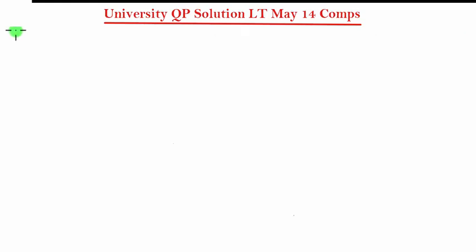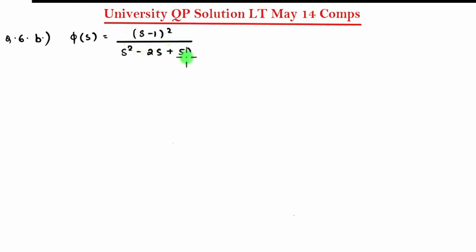So the next sum is question number 6b. Phi of s is given as (s minus 1) the whole square, divided by (s square minus 2s plus phi) the whole square. So now let's start with the solution.